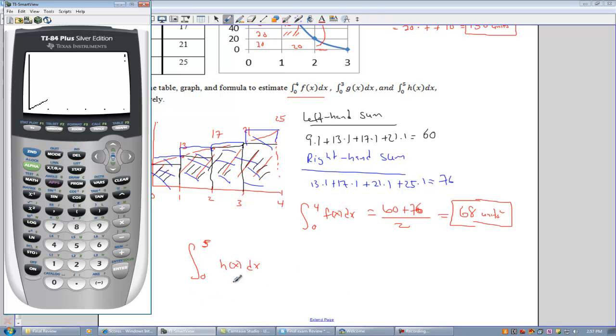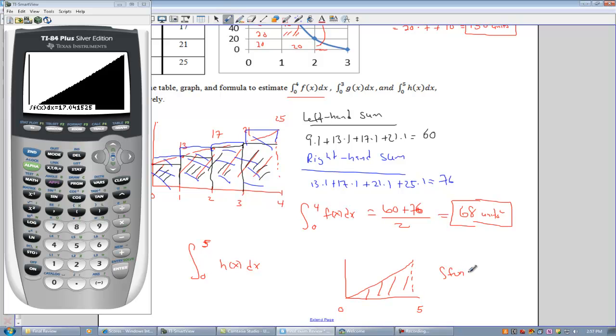So I'm going to get a graph, and my graph from 0 to 5 looks something like that. I'm trying to find this area. To do that, I hit second trace, I hit number 7, which is the integral f of x dx. The lower limit was 0, the upper limit was 5. I'll shade that region in. So here I'm just using this integral of f of x dx button. And it gives me approximately, rounding to 2 decimal places, 17.04. And if you want to emphasize the area part, you'd say units squared.